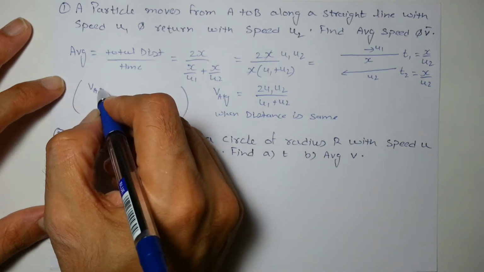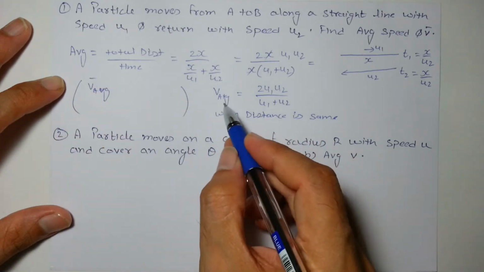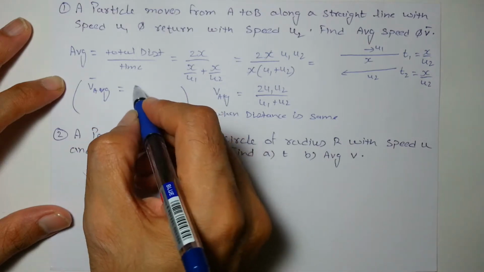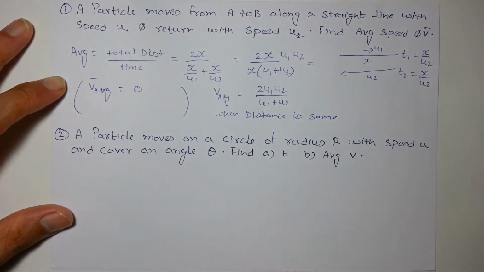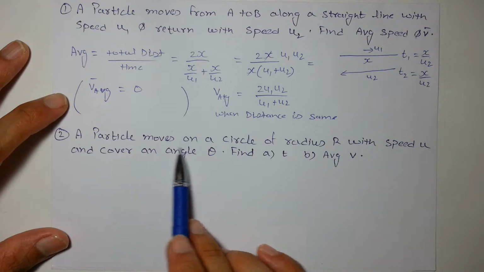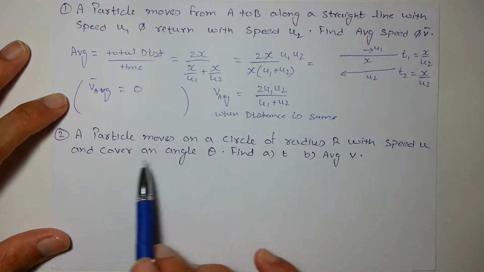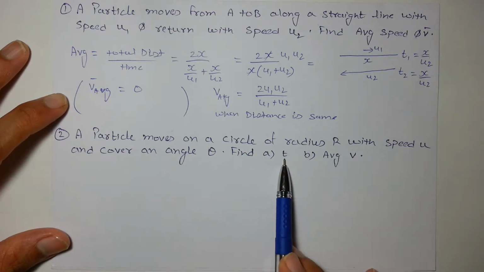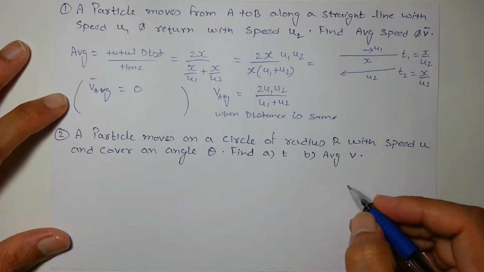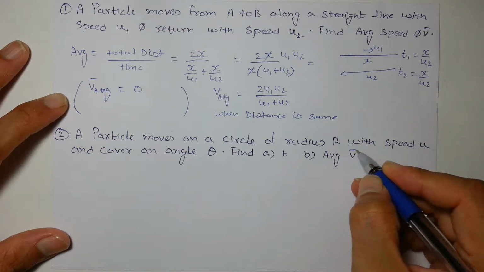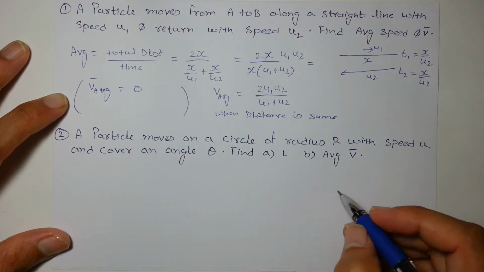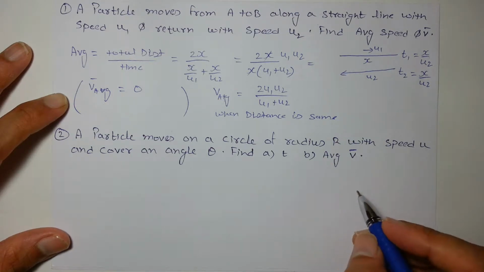And what is the average velocity? This is average speed. Average velocity is 0 as displacement is 0. In the next question, a particle moves on a circle of radius r with speed u, covers an angle theta. Find time and average velocity. Okay, so see the diagram.